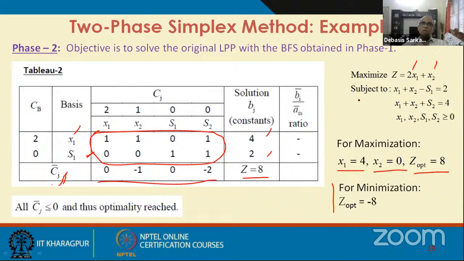So this is how the two-phase simplex method can be used. In phase 1, you find out a basic feasible solution or conclude that the original LPP is infeasible. And in the second phase, phase 2, you basically go ahead with the solution once the basic feasible solution is obtained in phase 1.